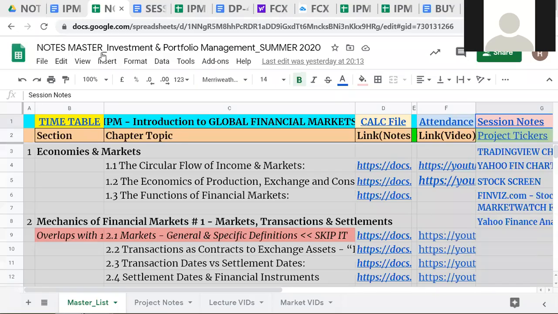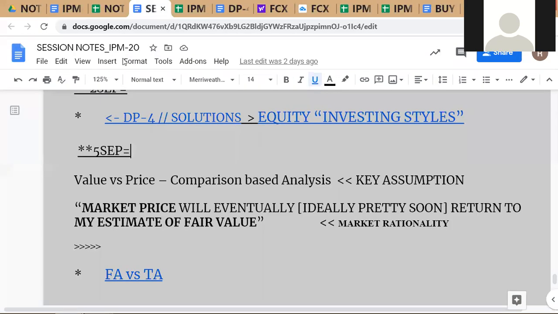Okay, good. So let's continue with where we left off. Yes, in the previous session, we essentially finished off with this equity investing styles discussion.